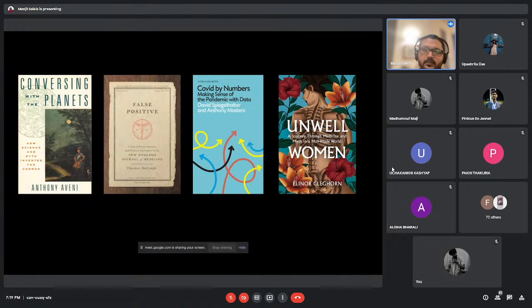Next is COVID by Numbers, which is a very recent book written by Spiegelhalter and Masters. It's a very entertaining book that shows how statistics can explain a lot of things which are happening right now in the world.